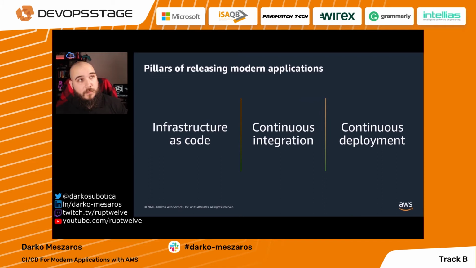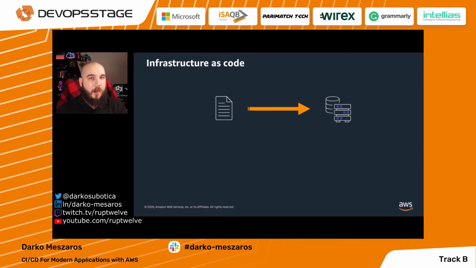Now, let's talk about the pillars of releasing your modern application. Releasing a modern application is not just making sure your code goes to the right place. There's also the part which is infrastructure. And infrastructure is more a part of your application now than ever, especially thanks to serverless. Everything as infrastructure is part of your application, so we need to treat it as such, right? So we need to deploy it through code, right? So let's talk about infrastructure as code because it's a key thing in a modern application.